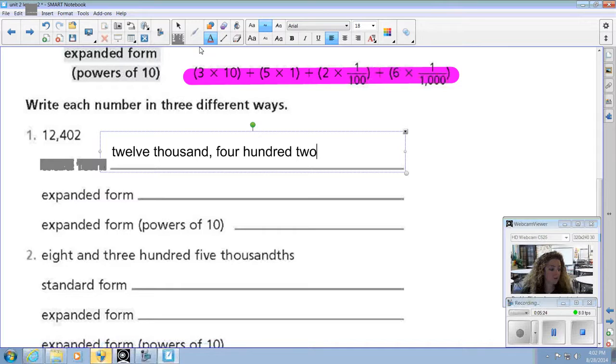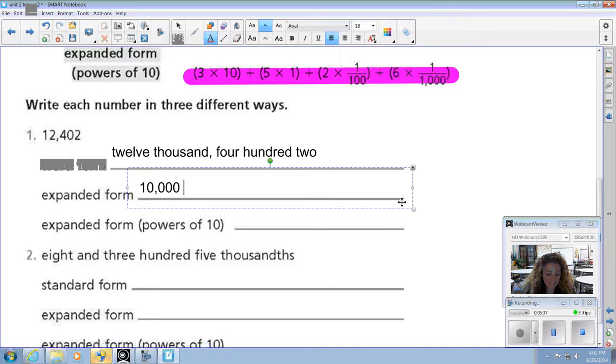So then if we were to put this into expanded form, we would come down here and in expanded form, we would say 10,000 plus 2,000 plus 400 plus 2. Okay?